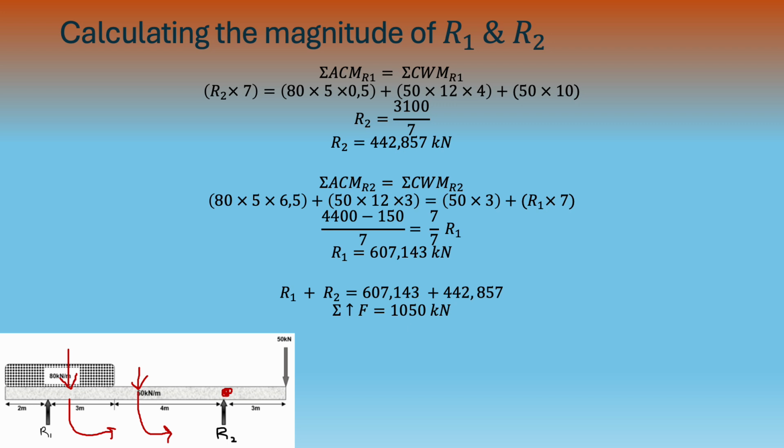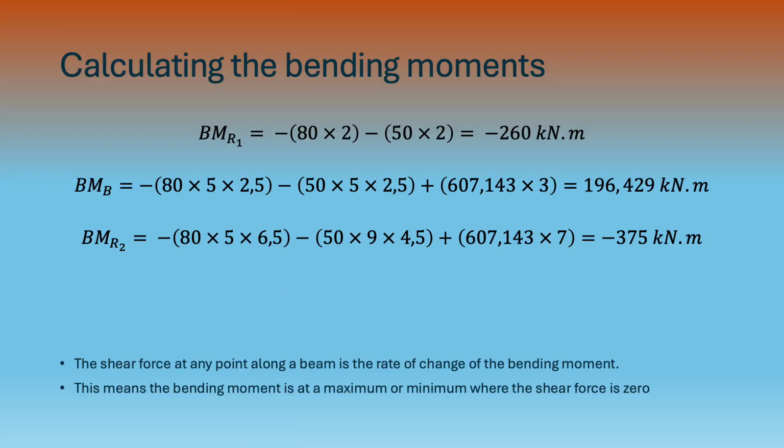And then for our clockwise moments, we've got 50, which is a concentrated load moving in that direction, and we've got R1 moving in that direction. So add everything up, we get 607.143 kilonewtons. We balance our upward and our downward forces, and everything should add up to 1050 kilonewtons.